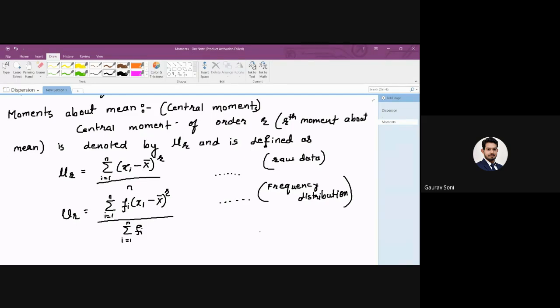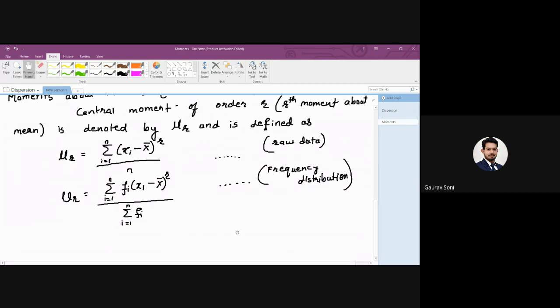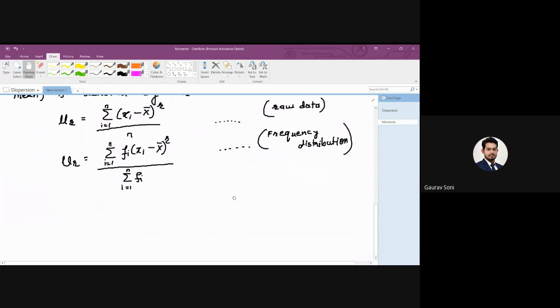And if you have the formula for the frequency distribution, you should be able to go back to the raw data formula. Can someone tell me, can you obtain the raw data formula from the frequency distribution? How can you do that? What is the difference? Think over it. I'll write down the particular cases by then. Yes, can anyone tell me what is mu1? What will be mu1 here?